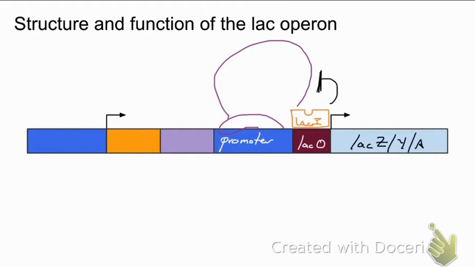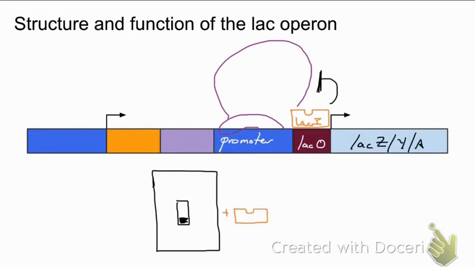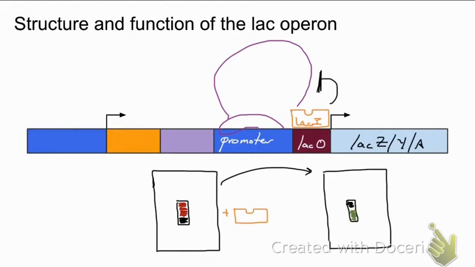In essence, this functions kind of like a light switch. When LacI is present, transcription is repressed or turned off. But when LacI is removed from the DNA, transcription is turned on. And this can toggle between the on and off state depending on whether LacI is bound to the Lac operator.